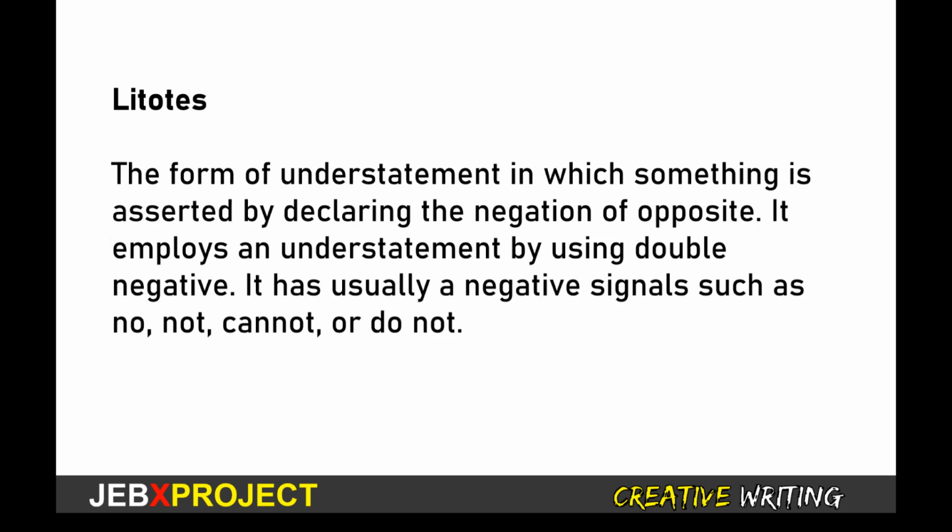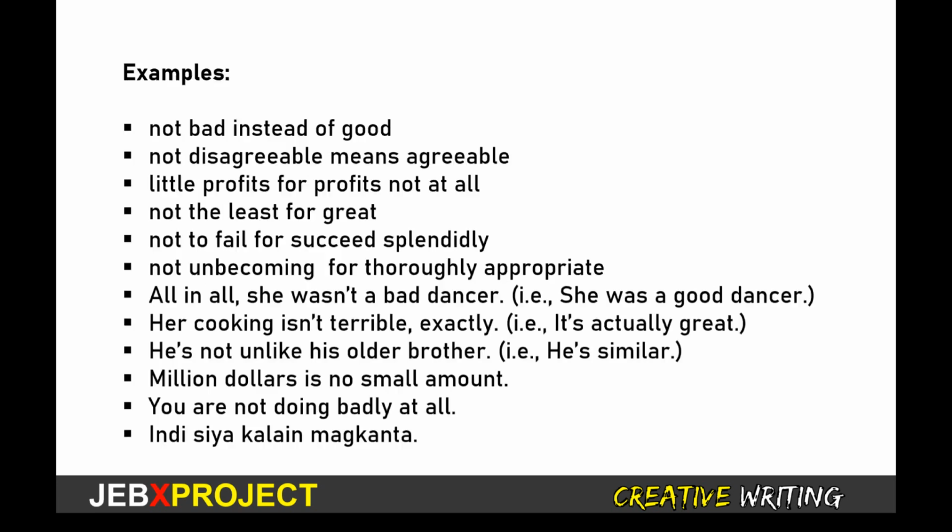Alright? Next, we have litotes. The form of understatement in which something is asserted by declaring the negation of the opposite. It employs an understatement by using double negative. So it usually has a negative signal such as no, not, cannot, or do not. Basta may not siya, that is litotes. Example, not bad instead of good. Instead of saying he is a good dancer, you say he is not a bad dancer.